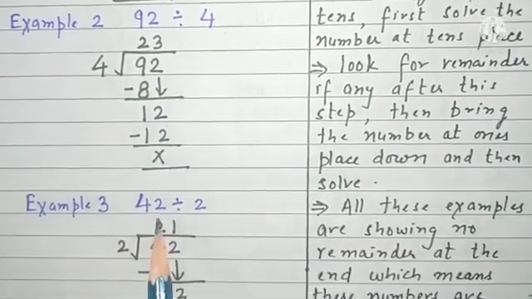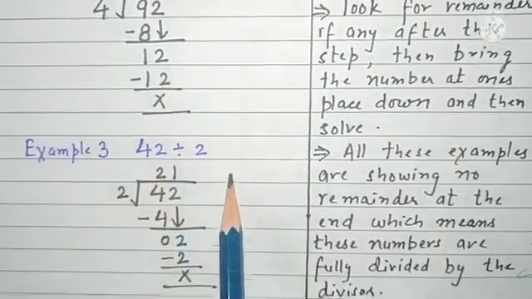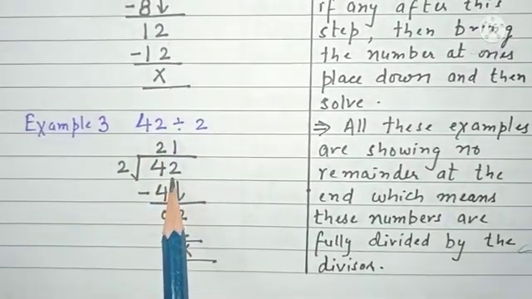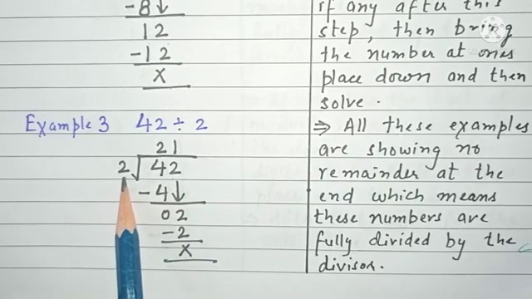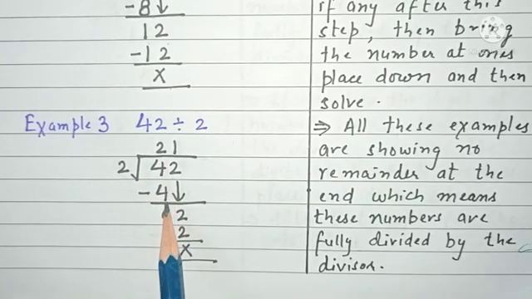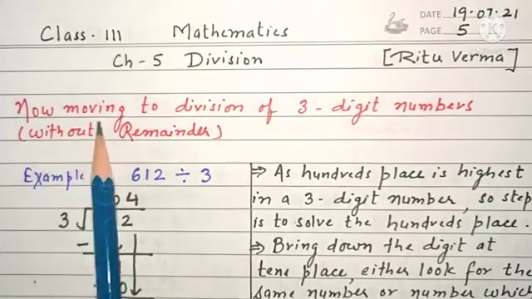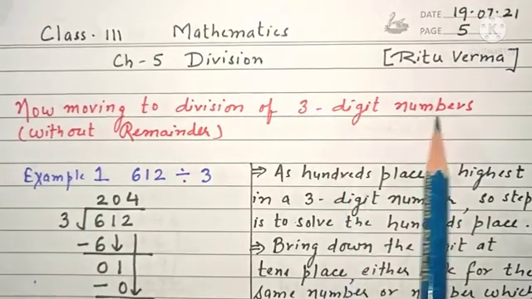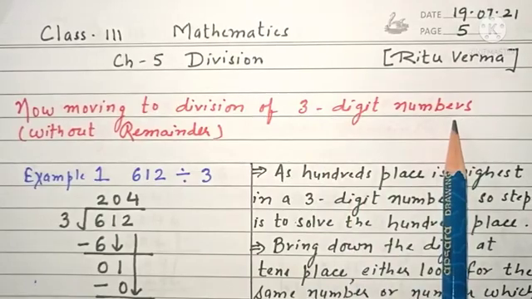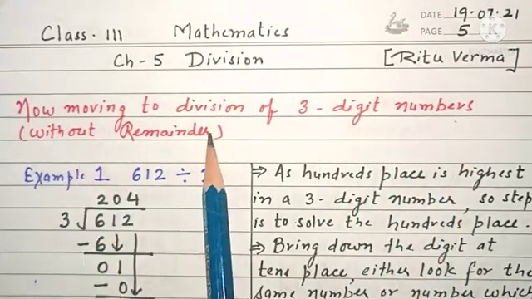Example number 3, 42 divided by 2. So again 42 is to be put in the box and 2 divisor outside. 2 2s are 4. Putting 2 down, 2 1s are 2, and the quotient is 21. Now moving to division of 3-digit numbers, and these questions are also without remainder.